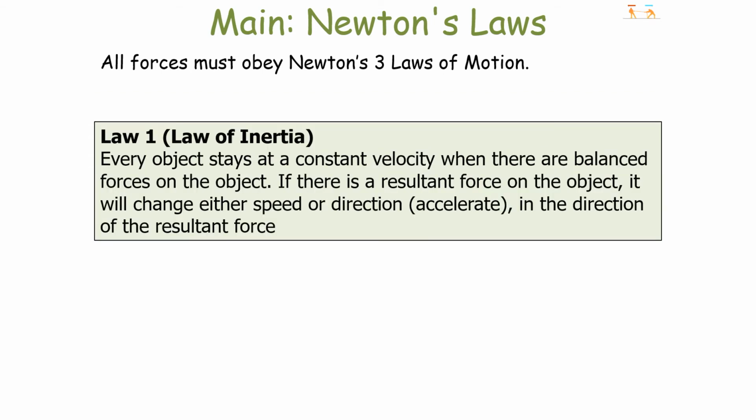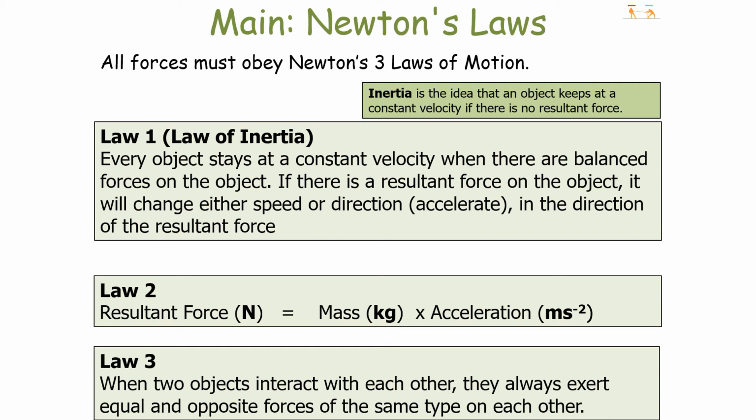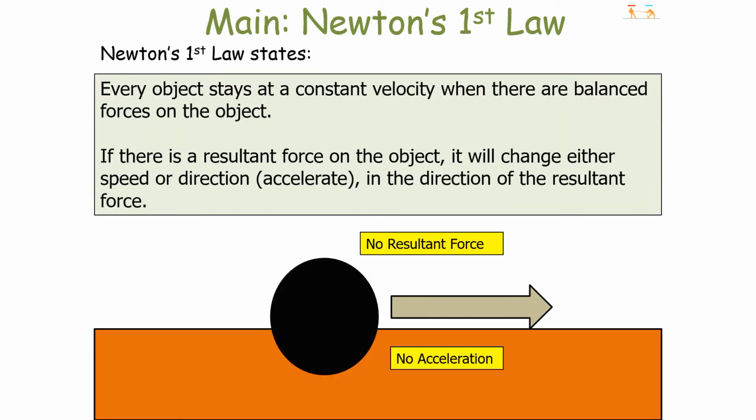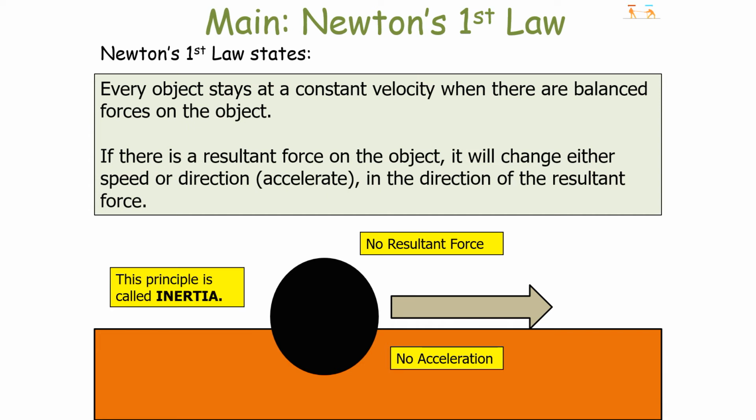So we have law 1, the law of inertia. Law 2, the resultant force equals mass times acceleration, and law 3, that when 2 objects interact with each other, they always exert equal yet opposite forces of the same type on each other. So we know that for Newton's first law, if there's no resultant force, there's no acceleration on the object. Now, there can still be movement with no resultant force, but there's just no acceleration. So the object moves at the same speed in the same direction, and this principle is called inertia.